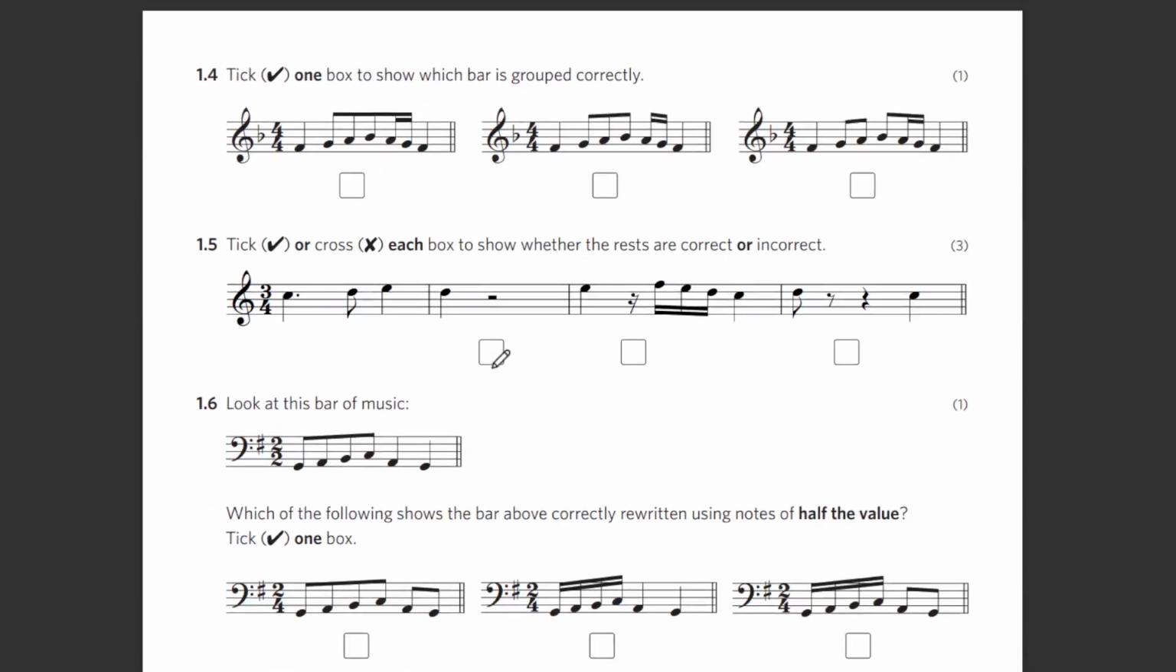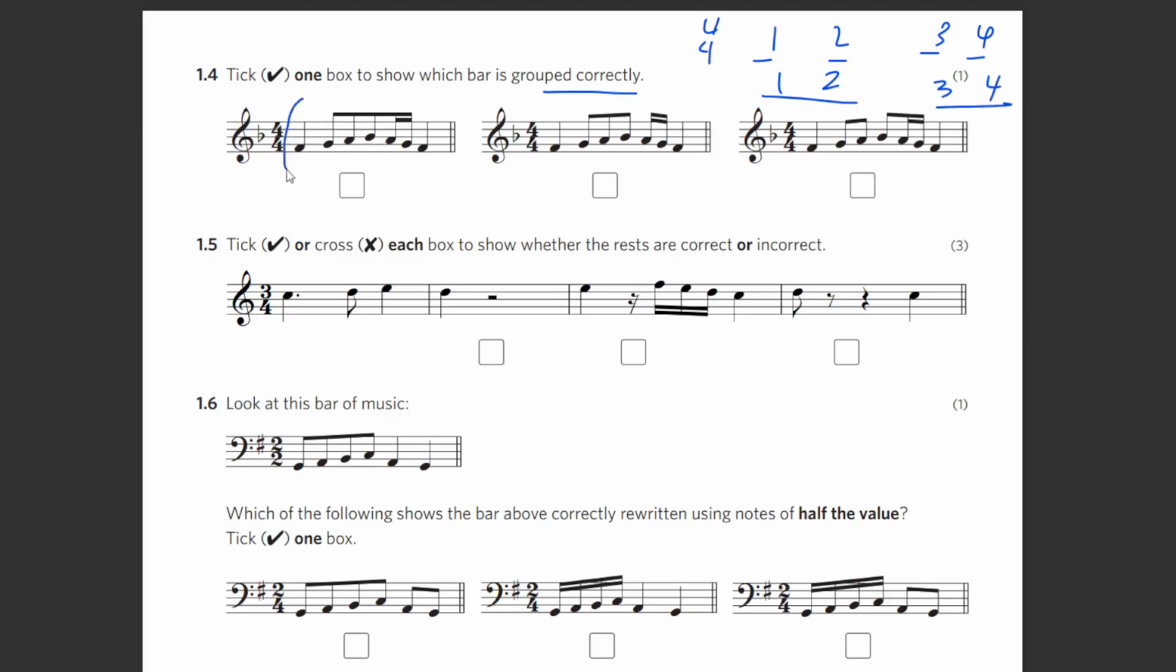Okay, next let's move on to 1.4. In 1.4, you're asked which one is grouped correctly. So remember, for 4/4 time, we group beat by beat: 1, 2, 3, 4. Or we can group beat 1 and beat 2 together, beat 3 and beat 4 together, but beat 2 and beat 3 cannot cross each other.